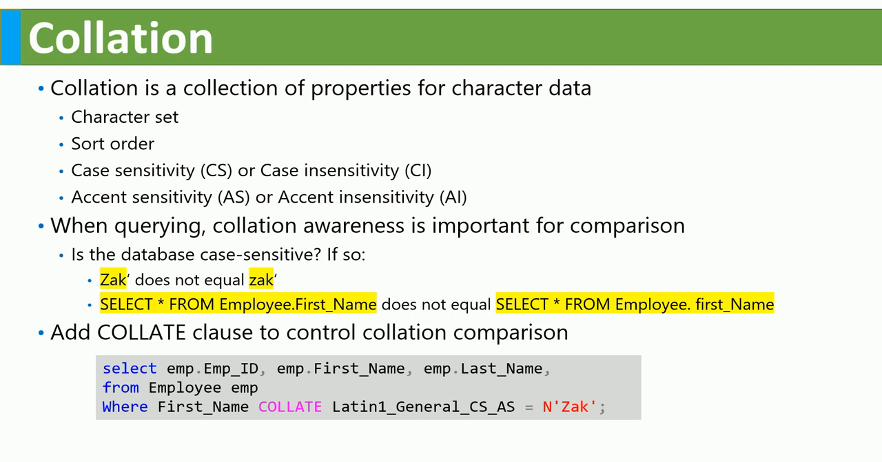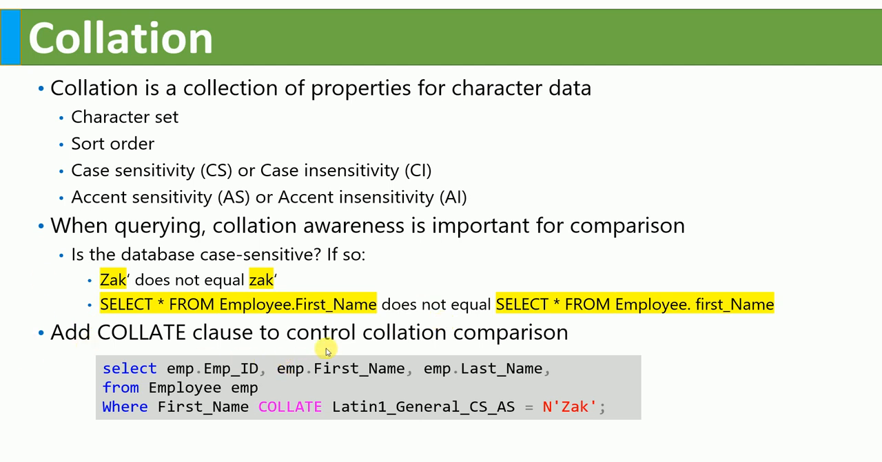If your database is case sensitive, then what will happen? Suppose you have data stored in a column, the name Jack, with a capital J A C K. It does not equal the small j a c k. I will show you how you can do this practically. In a similar way, if you are using SELECT * FROM Employee, and this is capital F FirstName, and you use a small f firstName, then it is not going to work. So the value will not be equal.